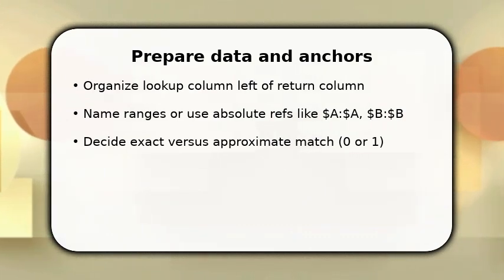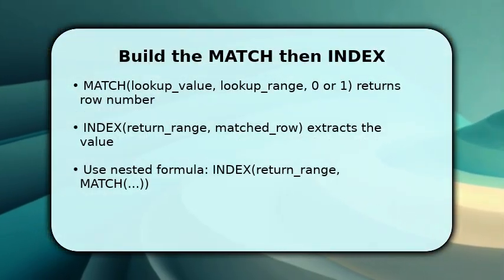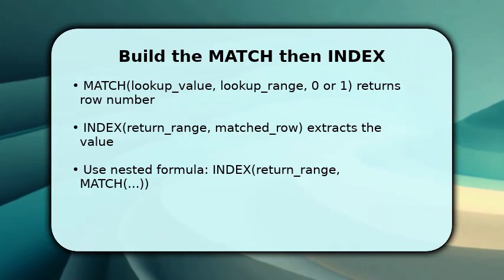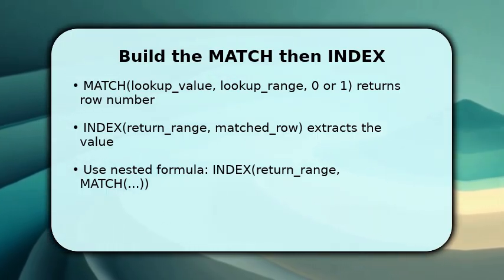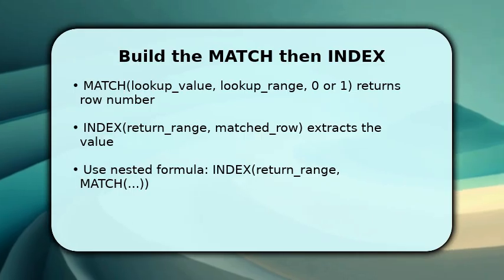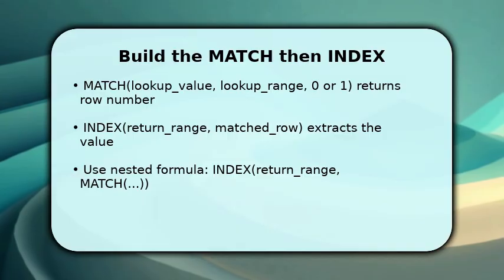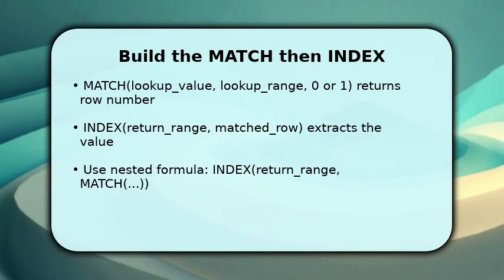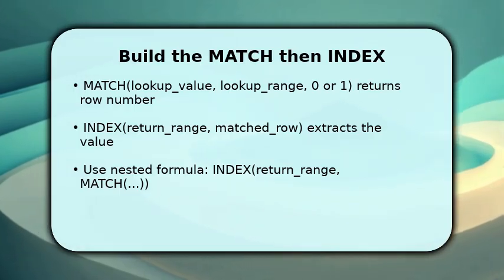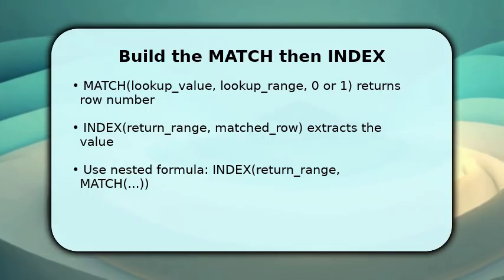You now construct MATCH to return a row. MATCH(A2, $A:$A, 0) finds the exact position of A2 in column A. Then plug that result into INDEX, like INDEX($B:$B, matched row), to fetch the corresponding value from column B. Use absolute references to lock ranges when copying formulas across sheets. Once built, test with a known key and a missing key to confirm behavior. This order isolates errors and clarifies why results match or fail.